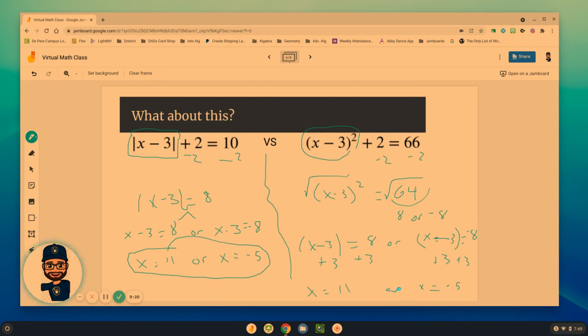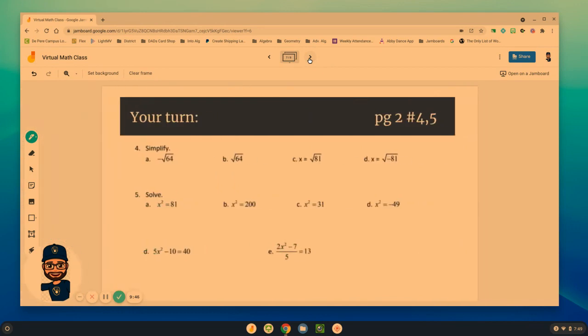So we got the same results, but notice how the two original equations weren't necessarily the same. We had absolute value plus 2 is 10, and then that squared plus 2 is 66. So a lot of the same processes, I think, if you understand that, where we have to isolate either the absolute value or the parentheses, and then we can solve them twice. So let's take a look at just a few more maybe different types of examples here. I'm on page 2 of the 6B packet.